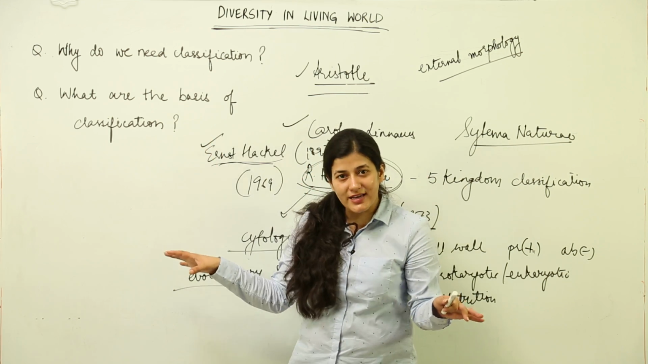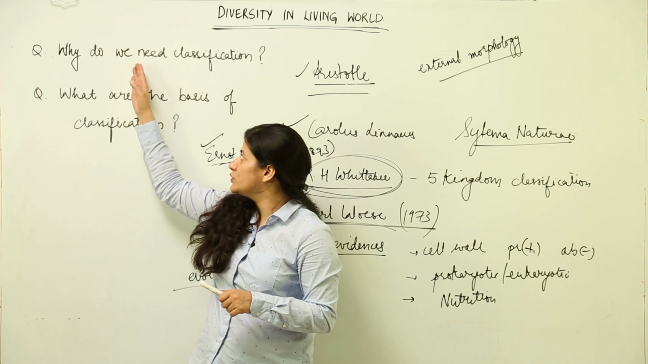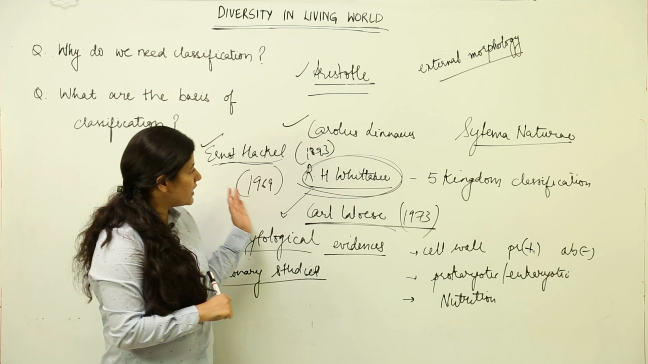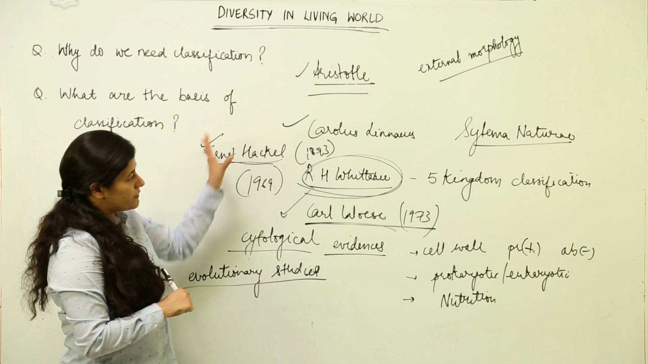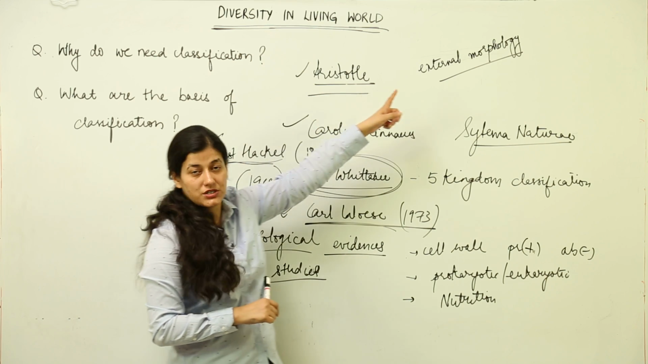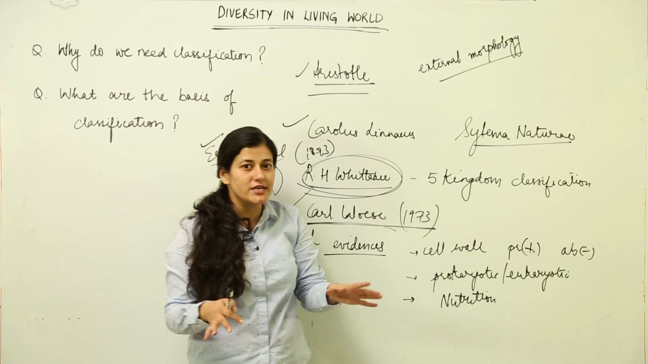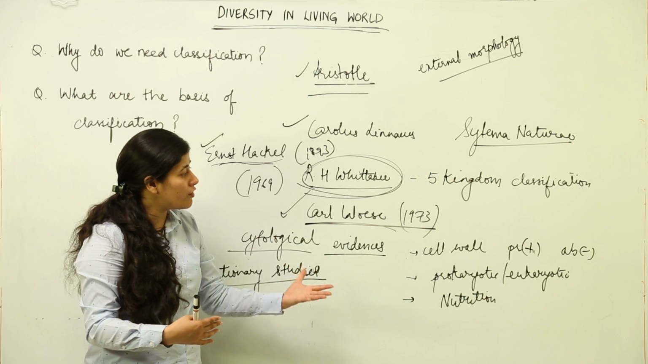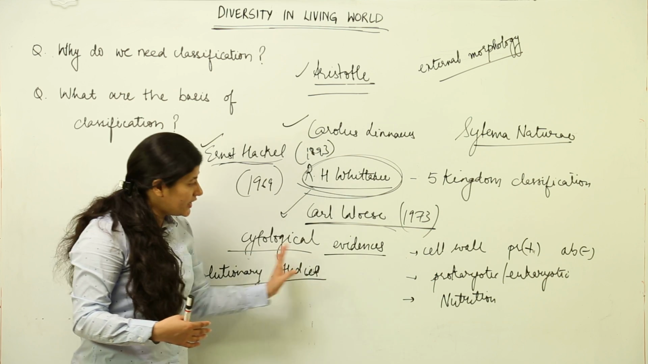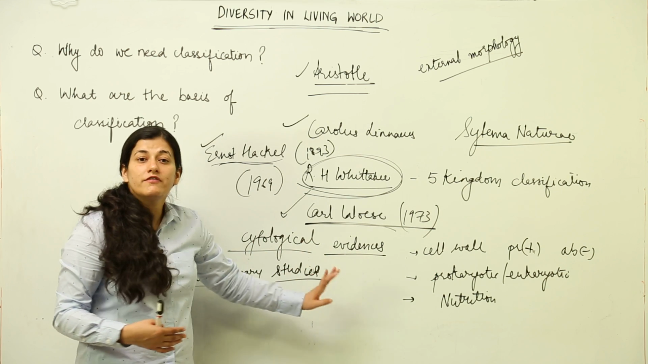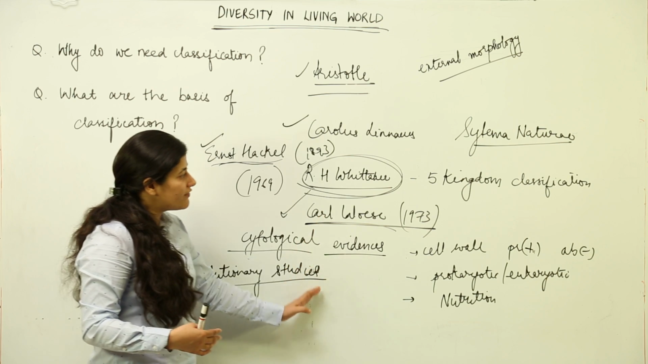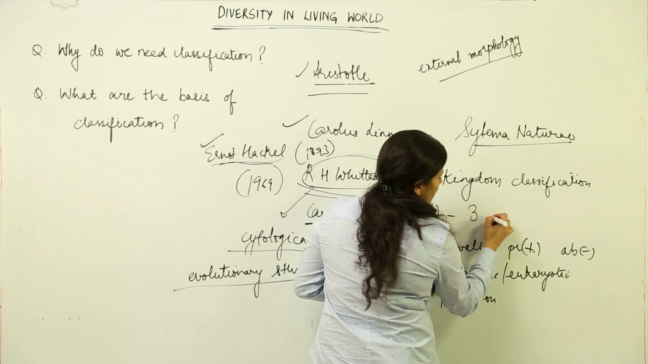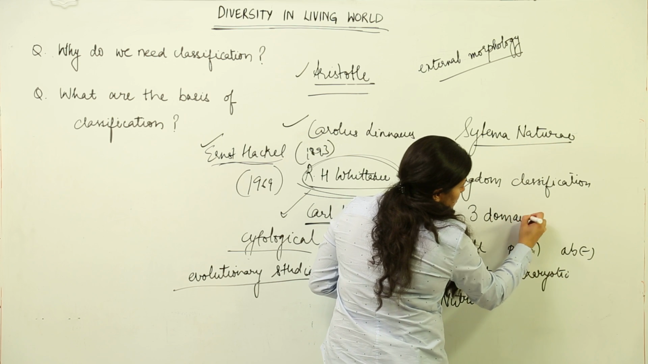So we come to the end of the lesson. As I promised, we have come to the answers of these two: we got the answer to this one, and now we have the answer to this one as well, what was the basis of classification. First it was external morphology. Later, in the 20th century, the human race moved forward from external morphology. They took cytological evidences into account, they took evolutionary studies into account, and gave us the 5 kingdom classification. And this person, you must remember, gave us the 3 domains of life.